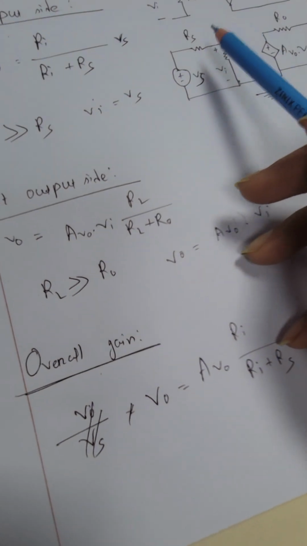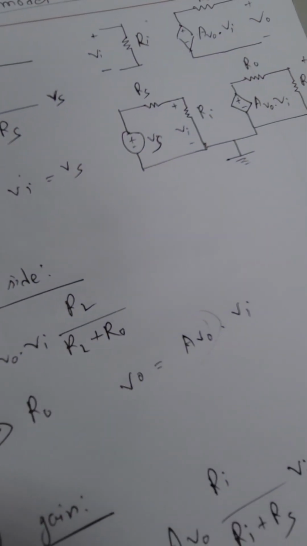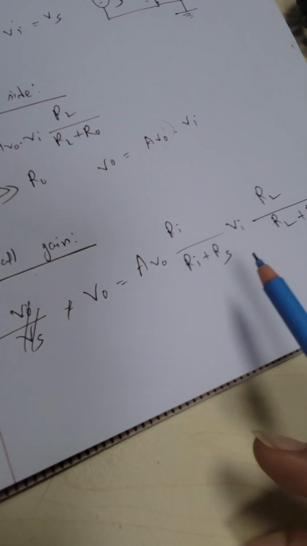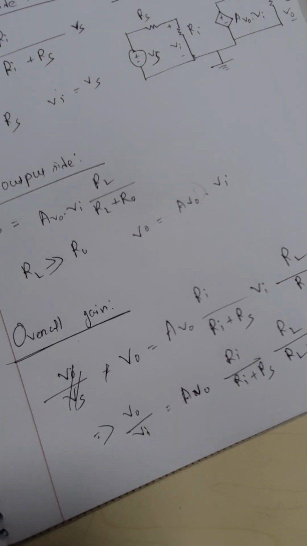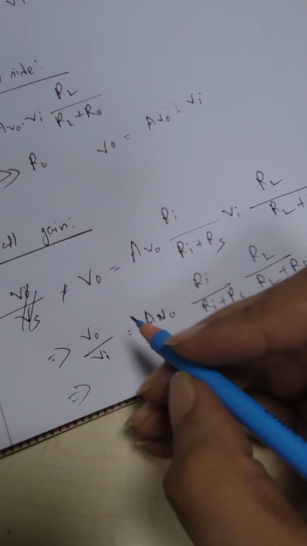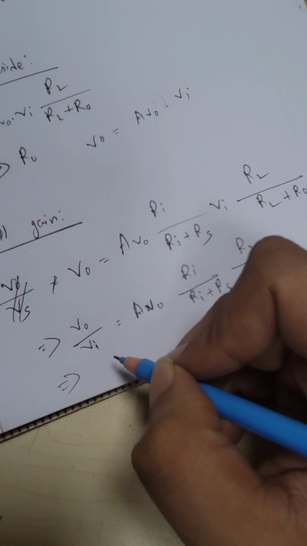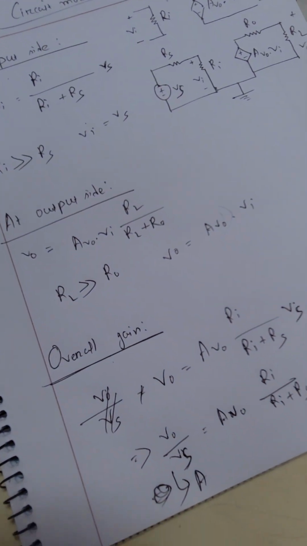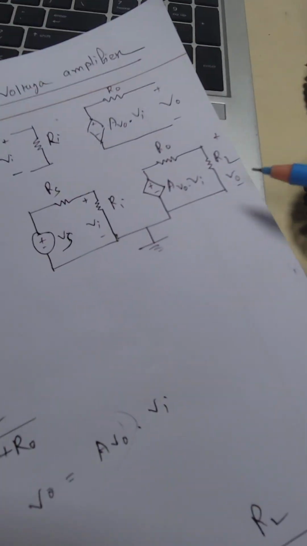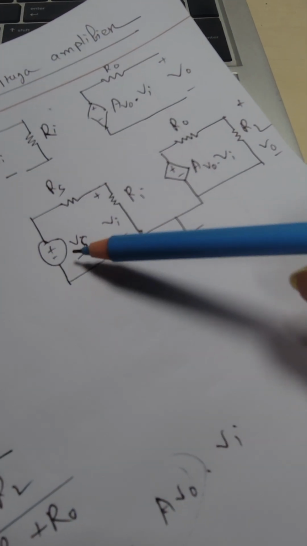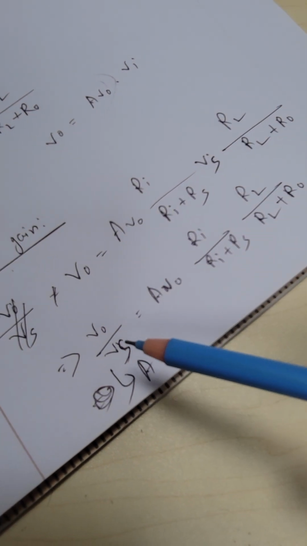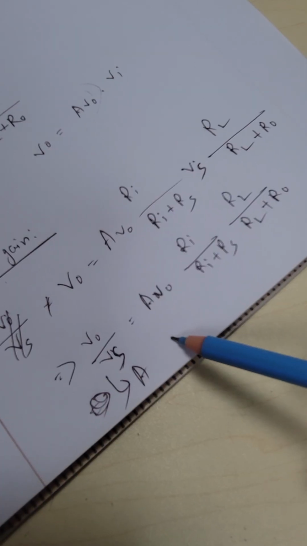All right, and now for the overall gain, V output divided by Vs. If we do some calculations, we will get this equation. Sorry for some interruptions. If we calculate the overall gain, which means the output voltage over the input source voltage, we get these equations.